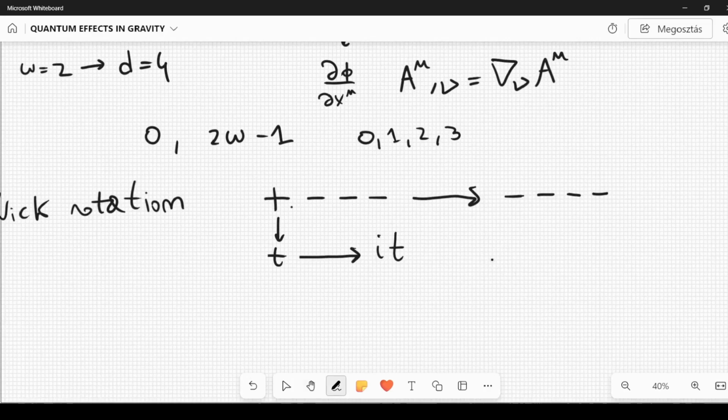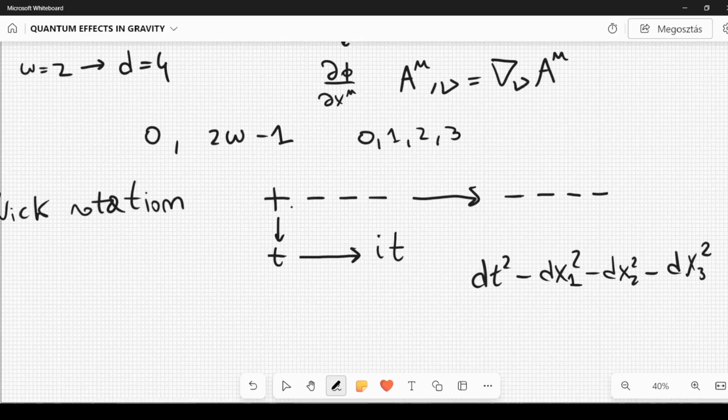And therefore, if you recall, in special relativity we have something like this. We have dt squared minus dx squared minus dy squared, or if you want, dx1 squared, dx2 squared, minus dx3 squared, something like this. And this is, of course, x0. But if we change t to it, then of course here we get a minus, because we get i squared, which is equal to minus 1. So the signature changes like this.